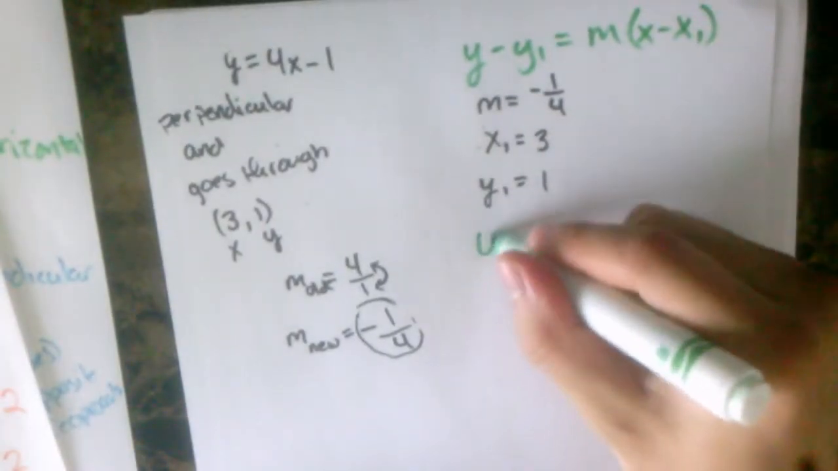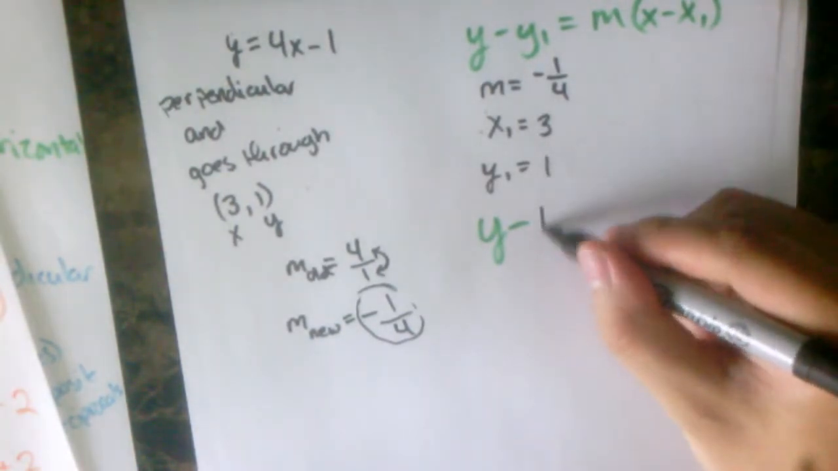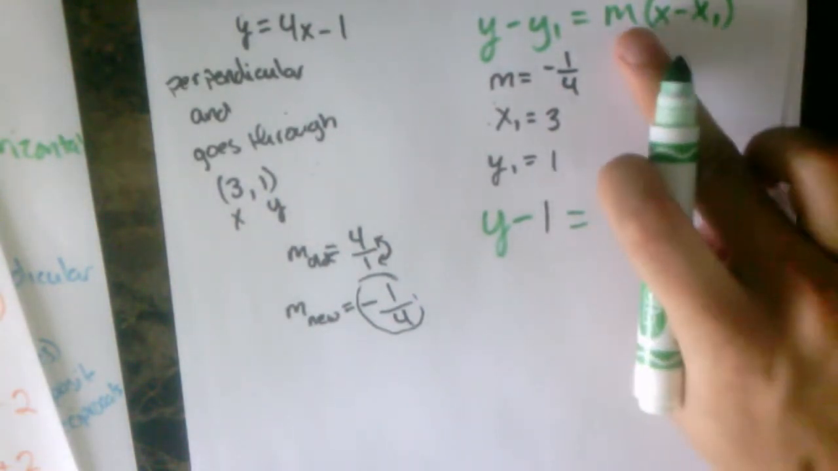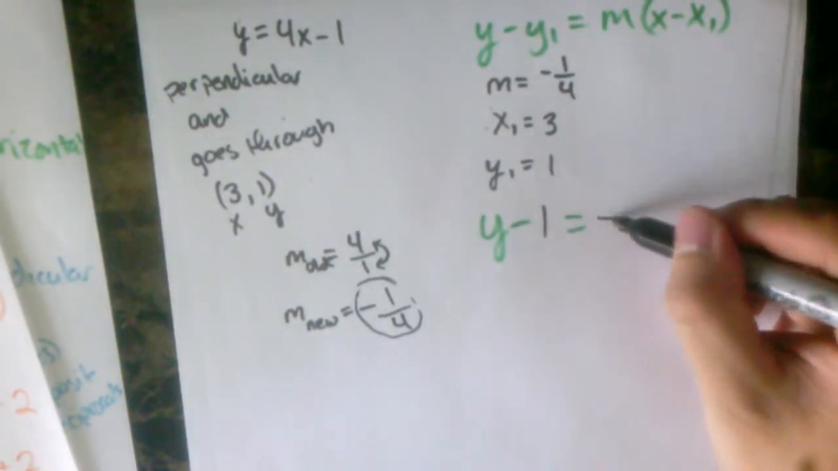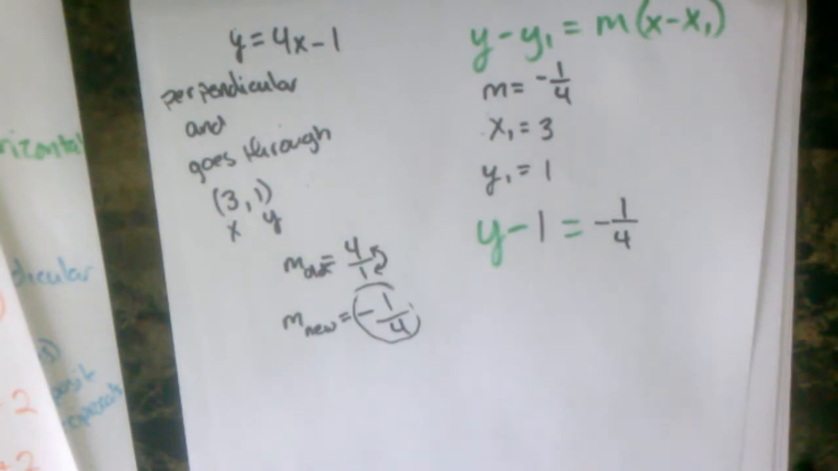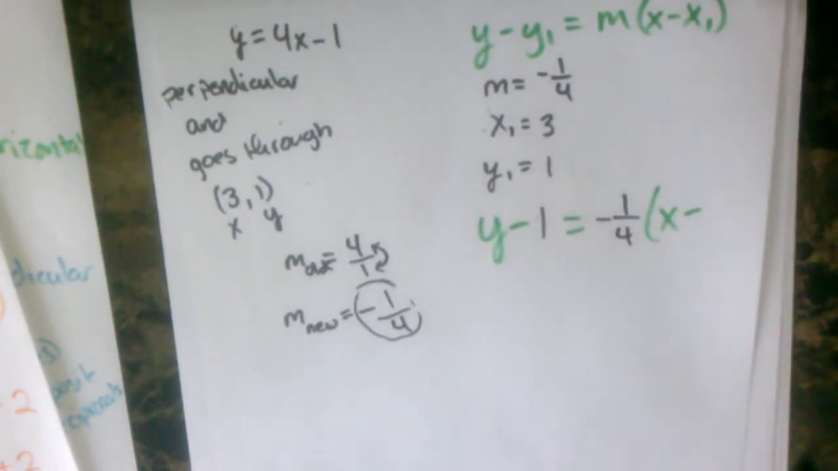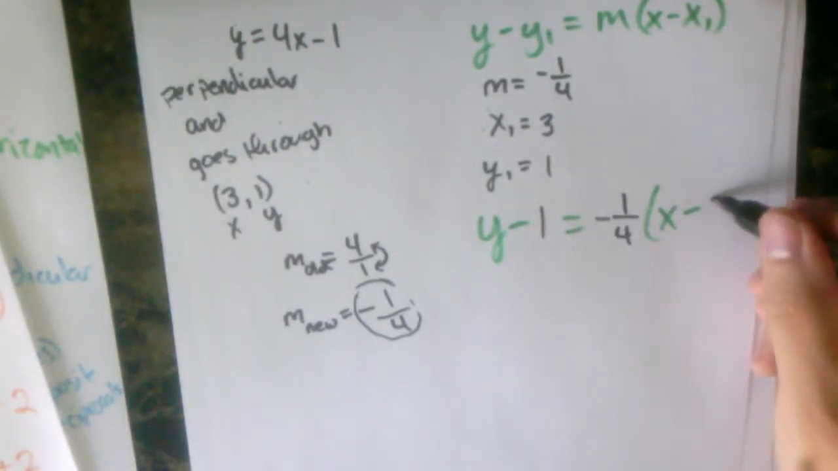So y minus, and what's our new y1? It's right there. Our new y1 is just 1, equals m, which we wrote right there, negative 1/4, and then we have x minus x1. Remember, x1 was 3. So we're going to put it right in here.